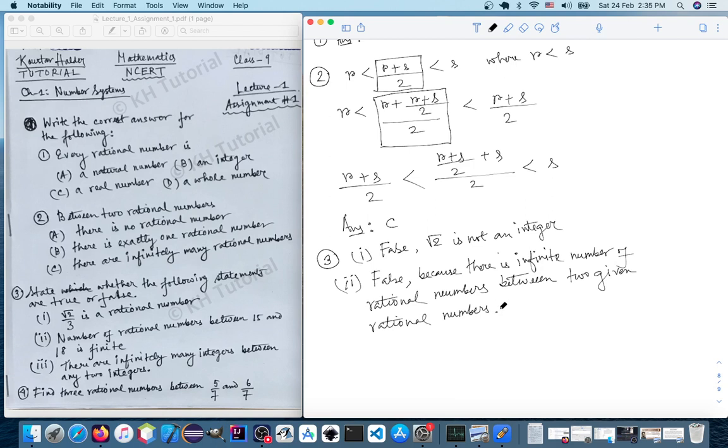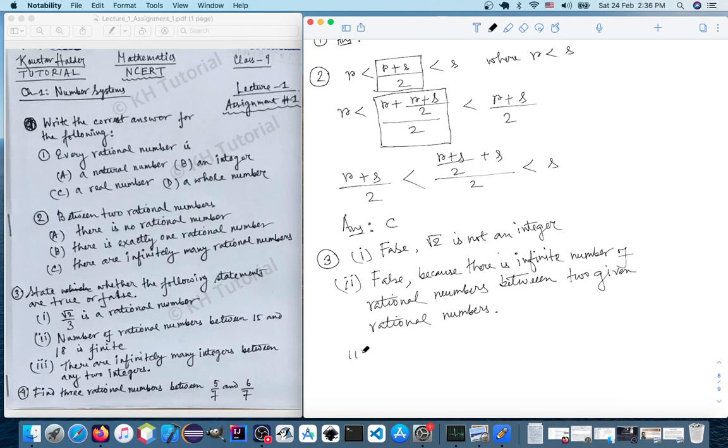Now 15 and 18 are obviously rational numbers, because we can represent 15 as 15 by 1, so it is in the form of p by q. Also we can represent 18 as 18 by 1, which is also in the form of p by q. So 15 and 18 are rational numbers, and we know that between any two rational numbers there are infinitely many rational numbers. So statement 2 is false.